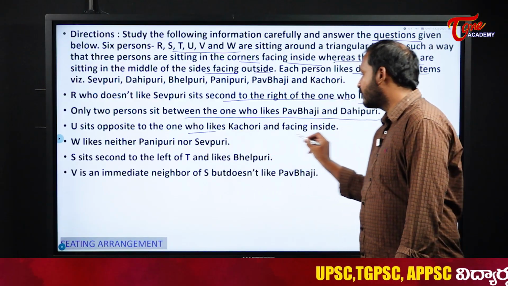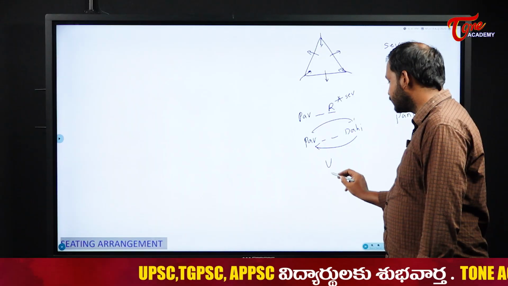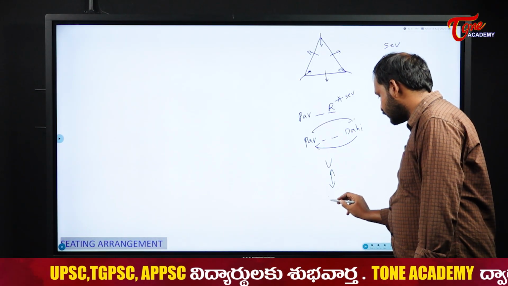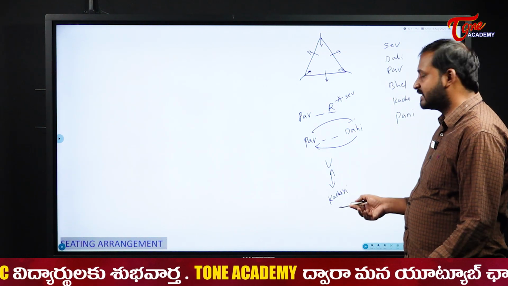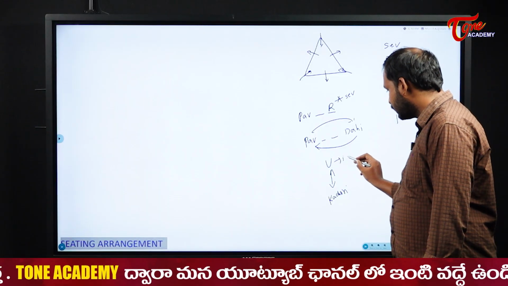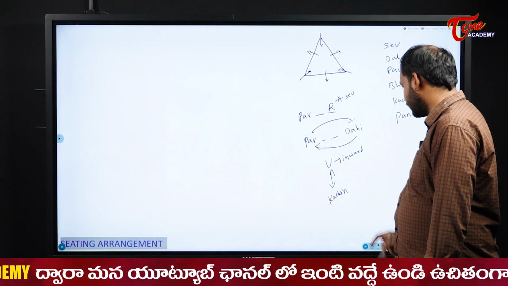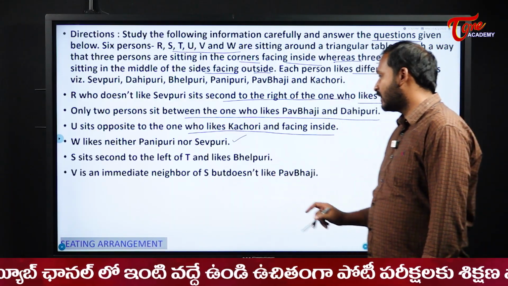Next one. U sits opposite to the one who likes kachori and facing inside. Both are facing inside, because if U faces inside then obviously the one who likes kachori also faces inward. So both are facing inward. Next, W likes neither pani puri nor sev puri.